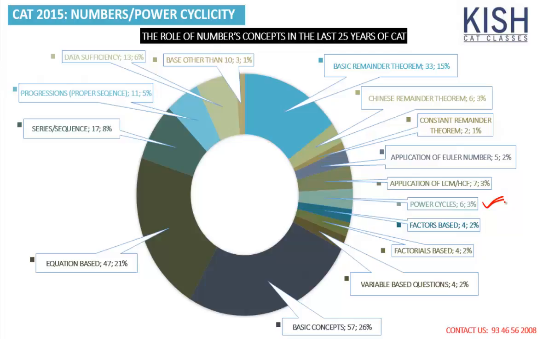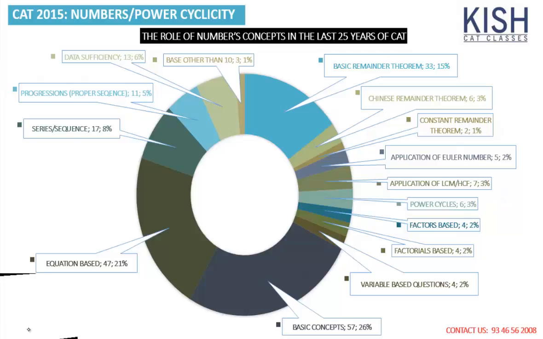But if you pay closer attention, it's not just about 3%. It's about when they appeared. The power cycles appeared in the 1990s one time, in the mid 2000s, exactly 2005, in 2007 it appeared, and in 2008 it appeared. In the last 4 or 5 years, exactly in the last 3 years, it appeared in every single paper. So this means it is very important for the coming CAT exam.